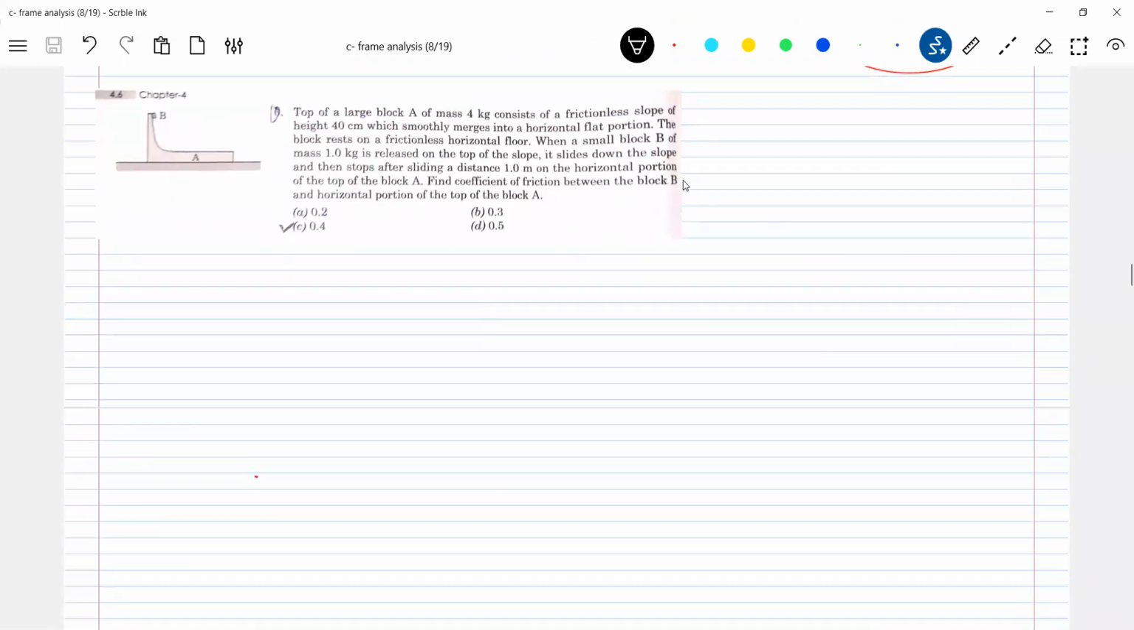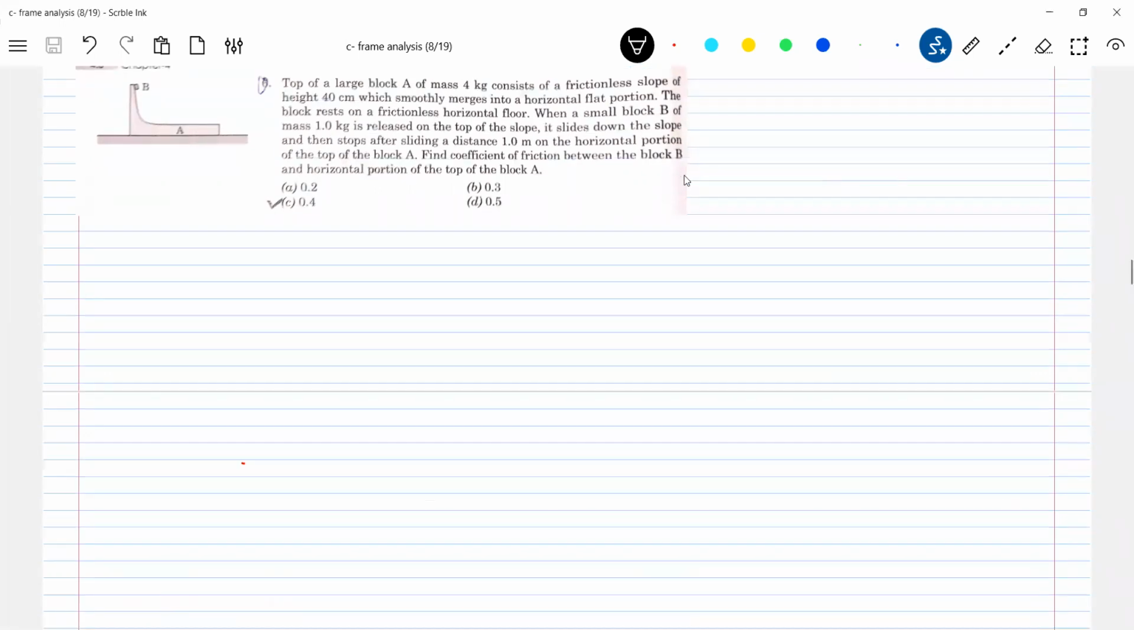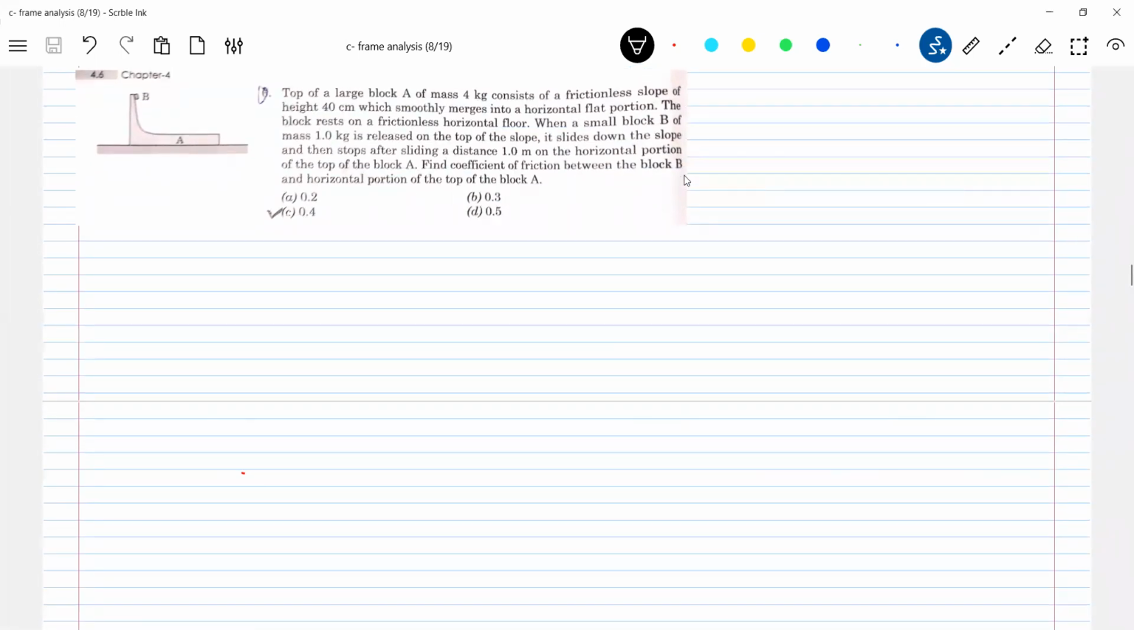Okay, now read this question. There's friction I'm bringing because we avoided all the friction thing, no? So in this situation, I'm bringing the friction idea.